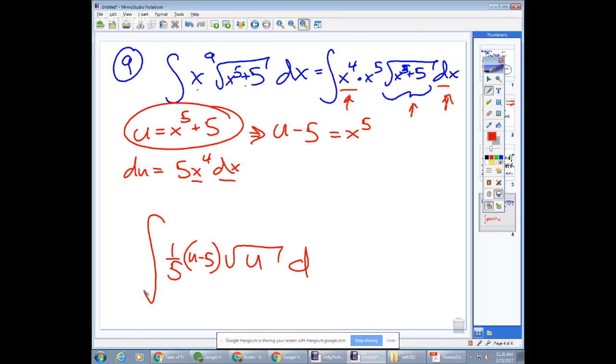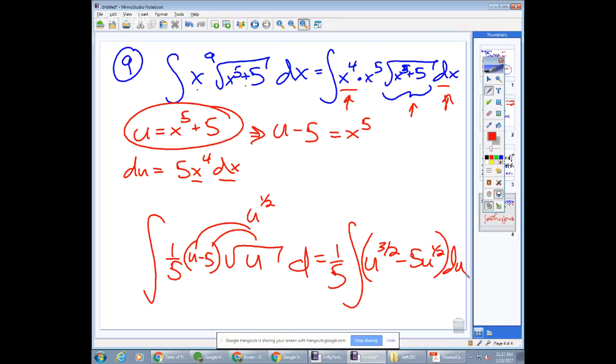Integration by parts is powerful, but it's a huge tool. It's like using a power circular saw when you only need a little hand saw. Regular u substitutions are a little bit easier. Because then I can just rewrite this if I distribute that through and consider that u to the 1/2. Then this is going to give me 1/5 times the integral of u to the 1/2 times u, which is u to the 3/2, minus 5 u to the 1/2 du, and that's just the power rule for integrals.